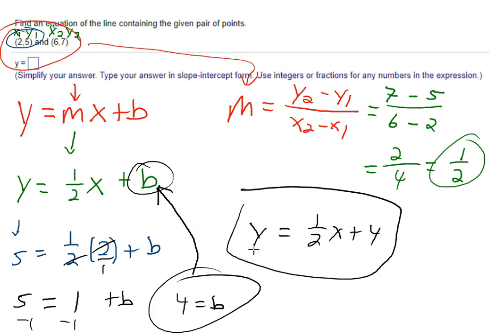Now if b comes out negative, like if b was -4, you wouldn't want to put plus -4. You want to just put -4 there. So if b is negative, you'll have minus whatever you got for b.